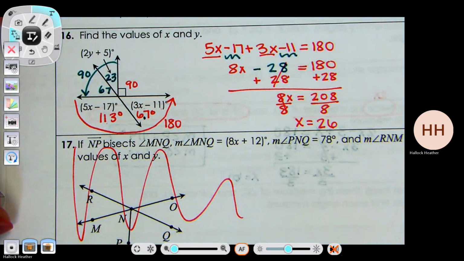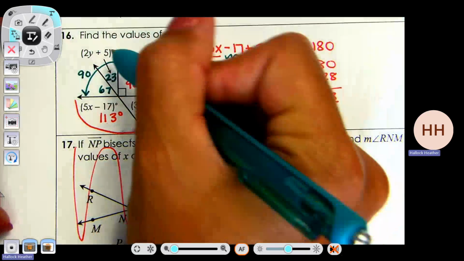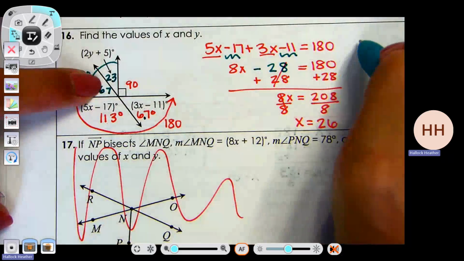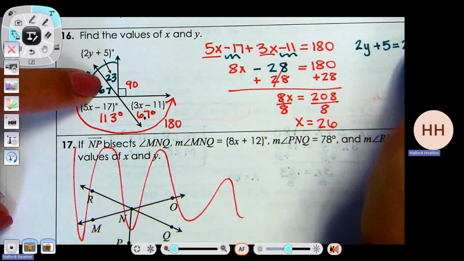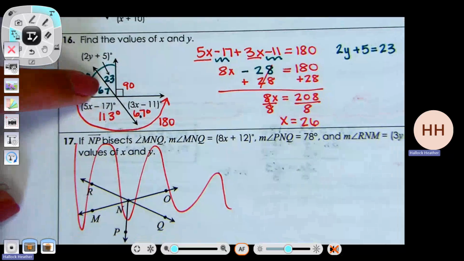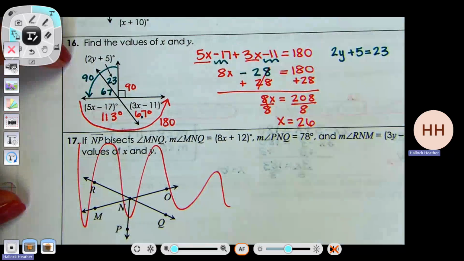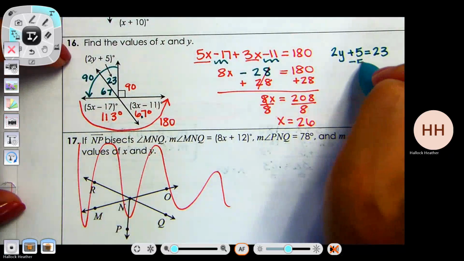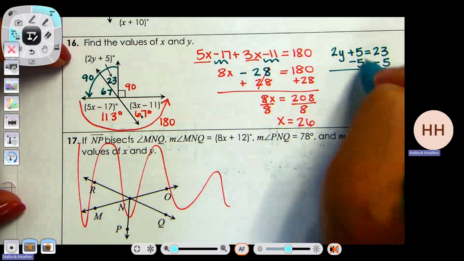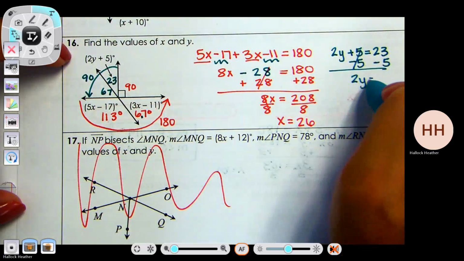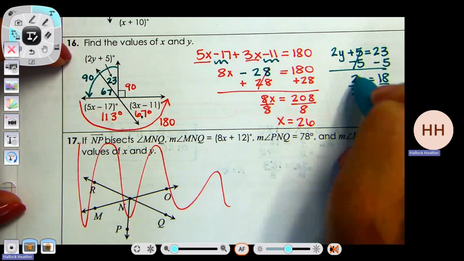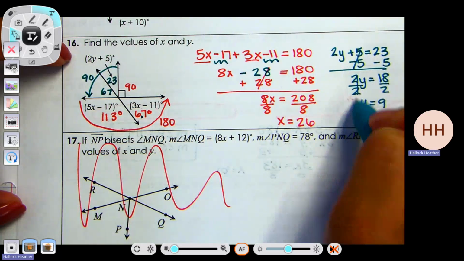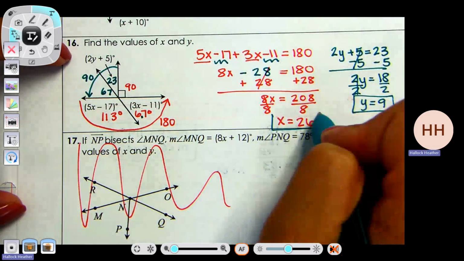So now what could I do to solve for Y if I know that's 23? I'm taking these and equaling them to each other. So I could do 2Y plus 5 equals 23 to solve for Y. So all I have to do is minus 5 and then divide by 2. So what do you get for Y? Y equals 9.